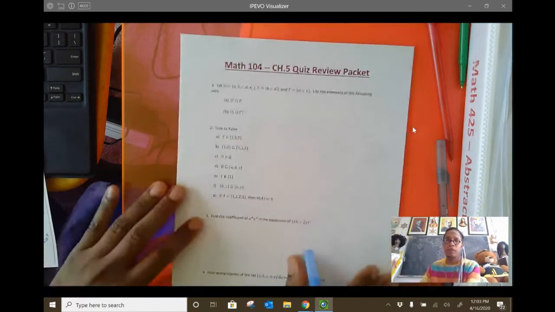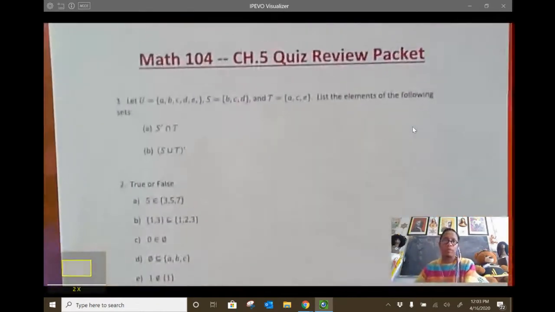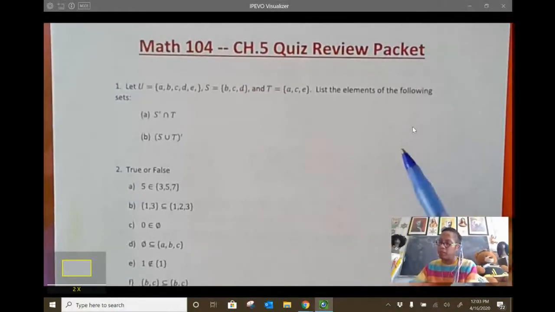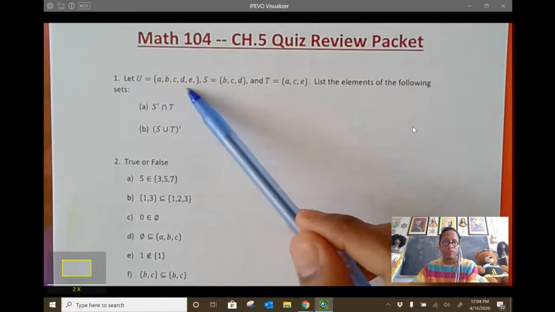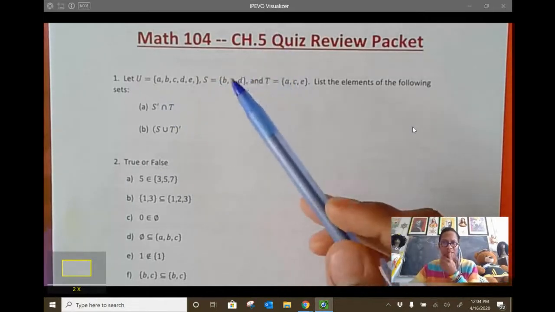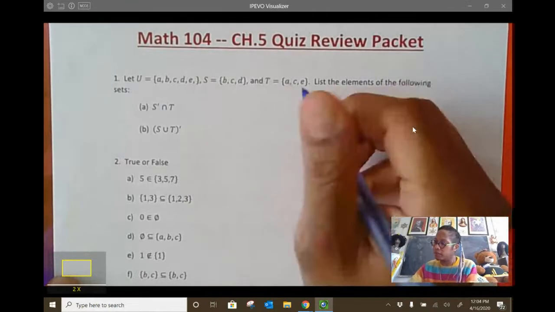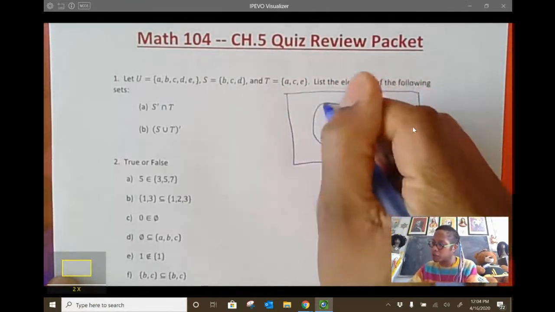But for now, let's review some Chapter 5 stuff. A lot of this is going to be memory lane. So, we can have questions in set theory. This is from the beginning of the chapter. Suppose we have a universe of 5 elements. We have the set S containing three letters and set T containing these 3 letters. It might be good to draw a picture.